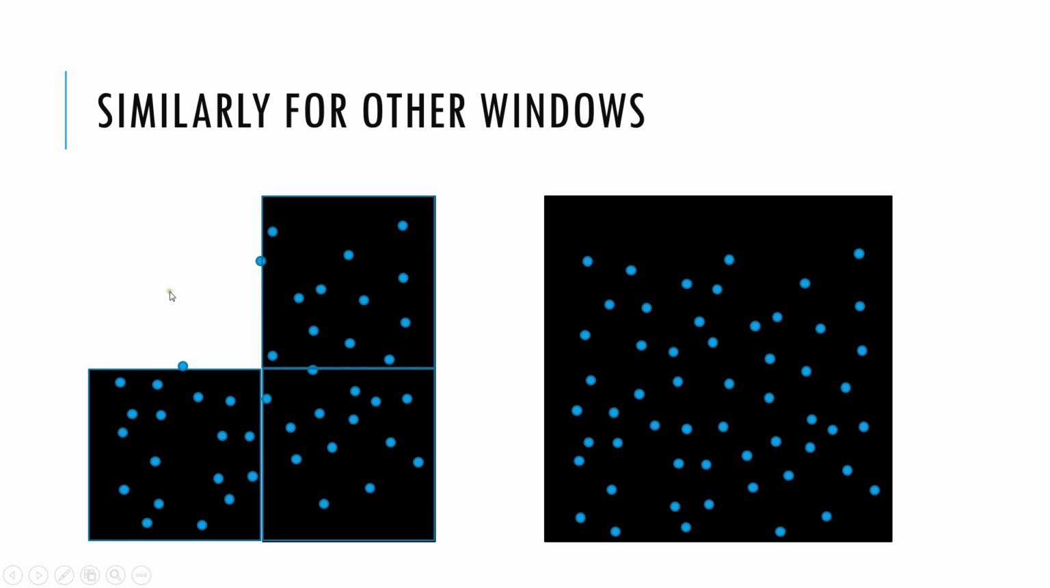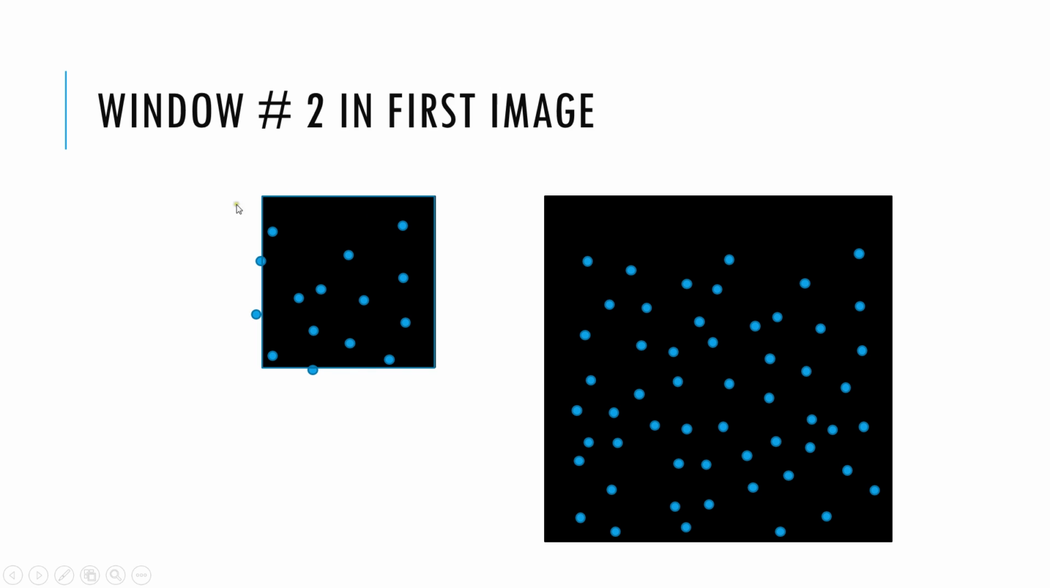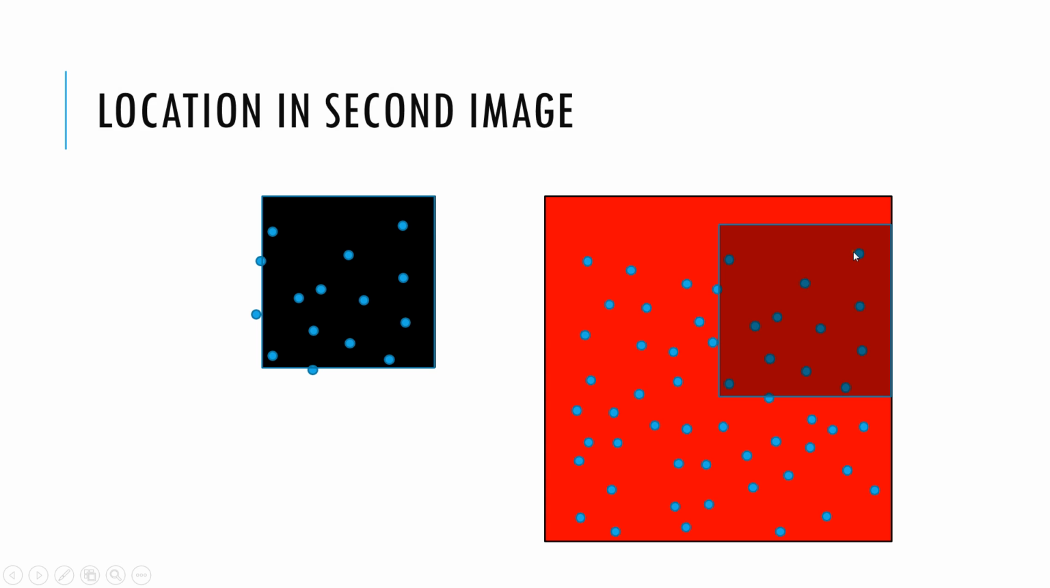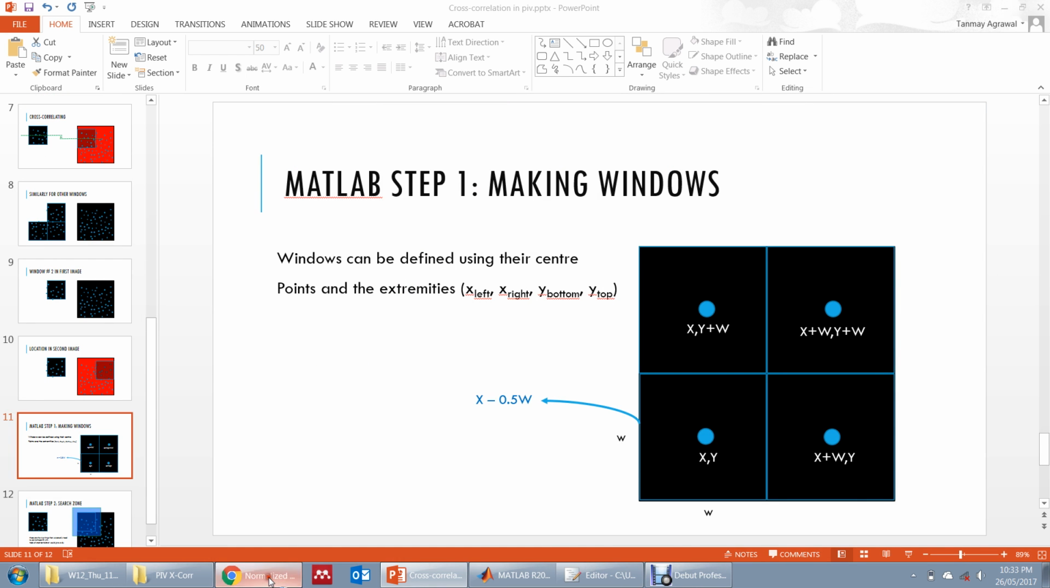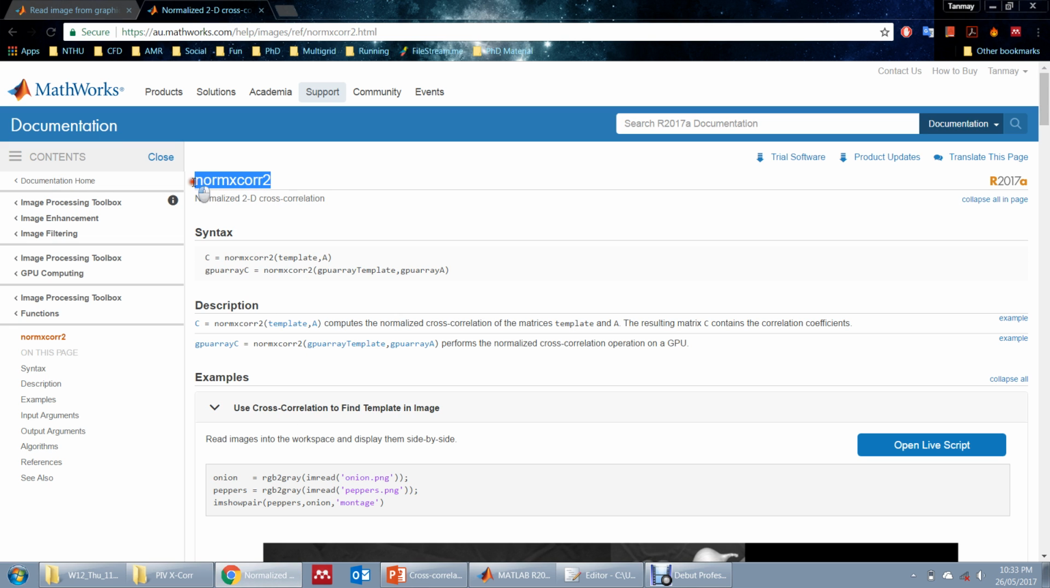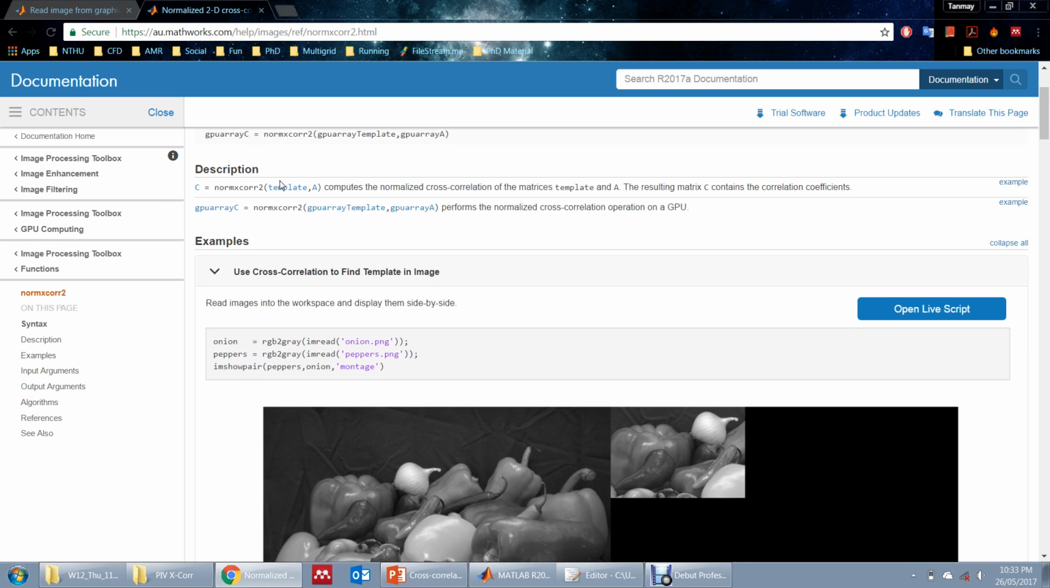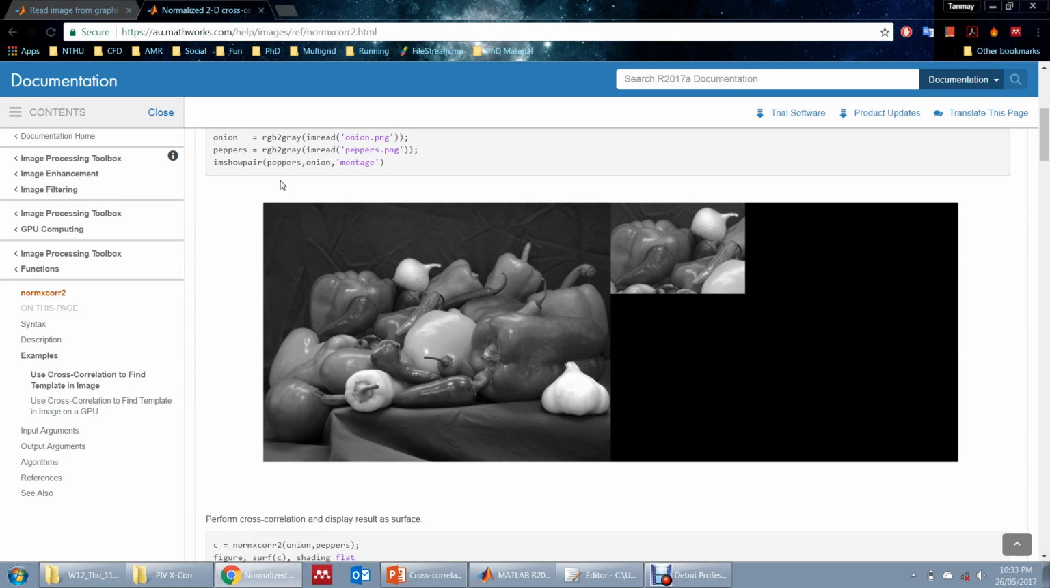Once we know the displacement of this window, we can find the location of the window in the other image, and that would give me dy. Before I go any further, there is a tool in MATLAB called normxcorr2, which is normalized 2D cross correlation. The 2 is for 2D. The job of this command is to do exactly the same thing that we have just seen.